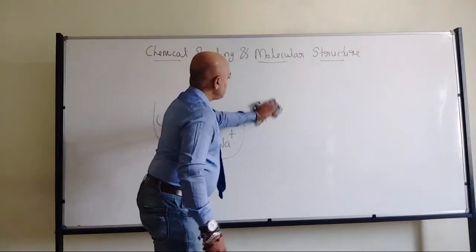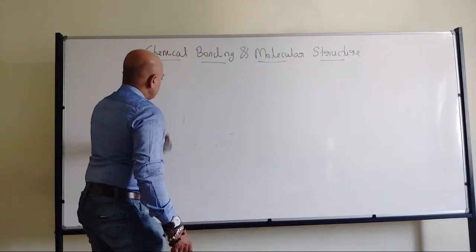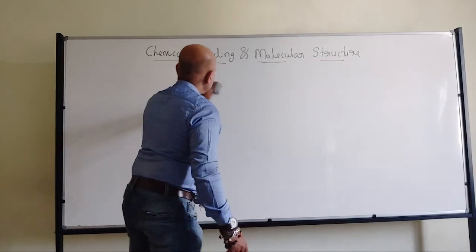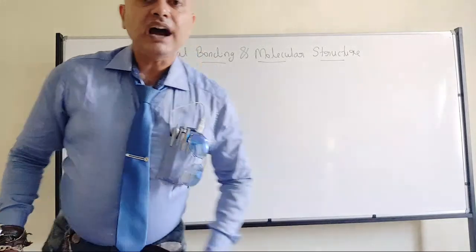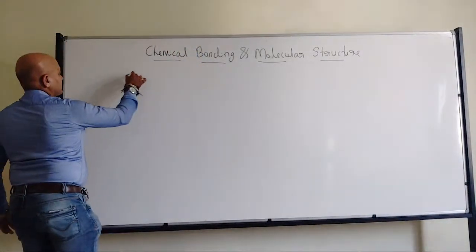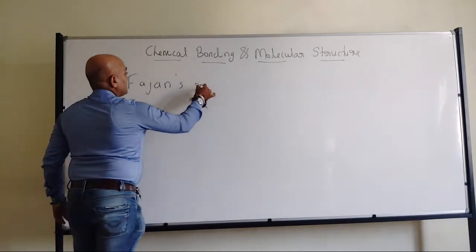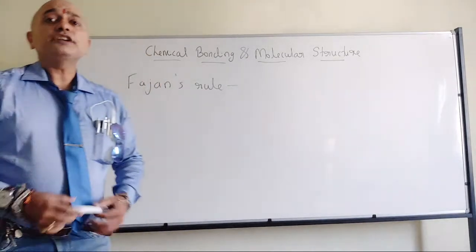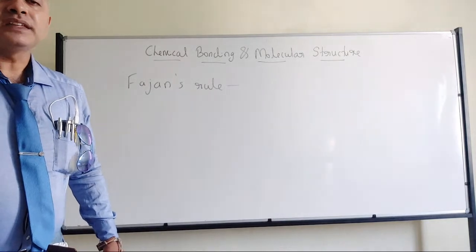Now we will come to one of the important rules, which is called Fajan's rule. Important in the sense that, based on this concept, you can expect a question in your competitive exam. But no one will ask, explain Fajan's rule. So what is Fajan's rule? Fajan's rule is applicable for ionic compounds.